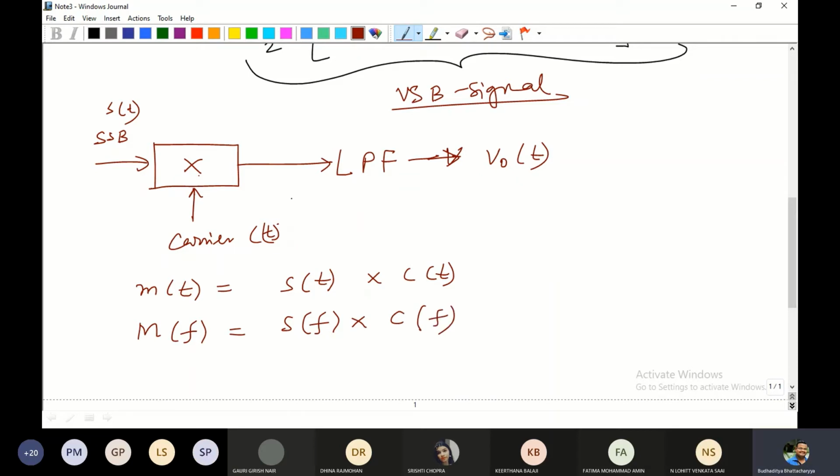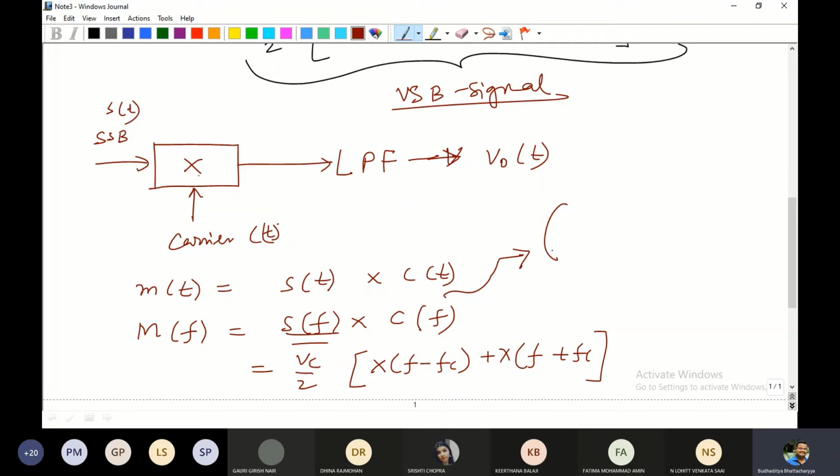Now S(f), we have just calculated everything. So it should be Vc/2 [X(f - fc) + X(f + fc)]. So this is basically S(f). Now this is basically a carrier. This is represented, again in the frequency domain, as half of delta(f + fc) plus half of delta(f - fc).